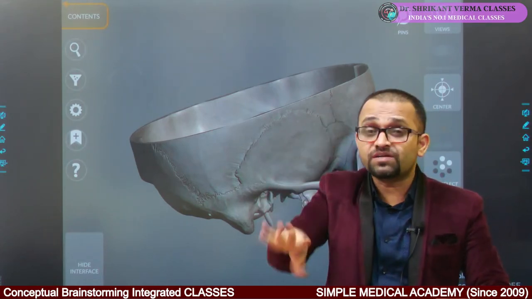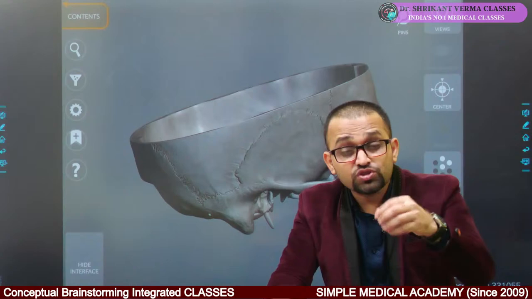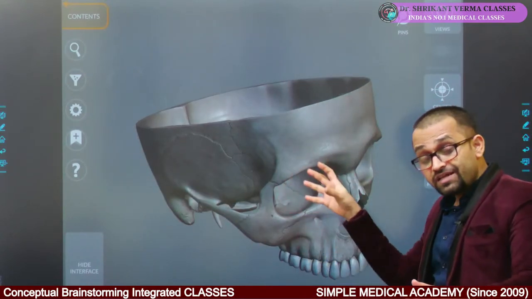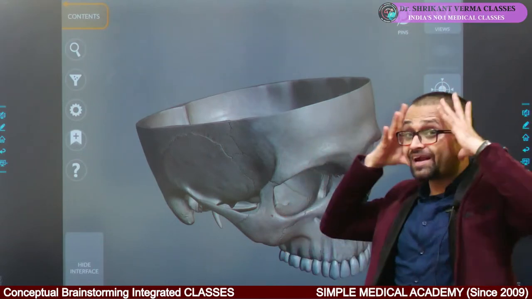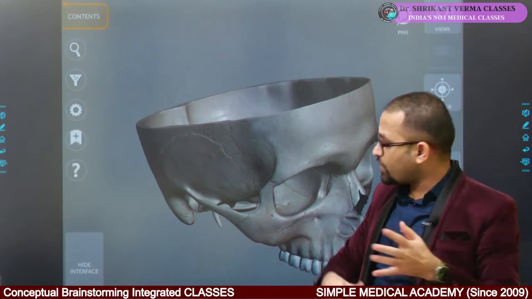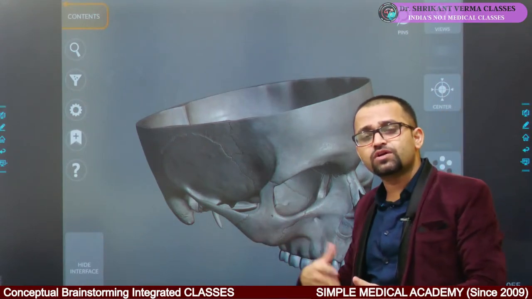Another from the vertebral artery. And both are not new questions. Both are old questions. Agree, everybody? So in INICET the maximum questions are from the head neck and neuroanatomy part. Okay. So we are going to discuss the related theory in a quick revision way.